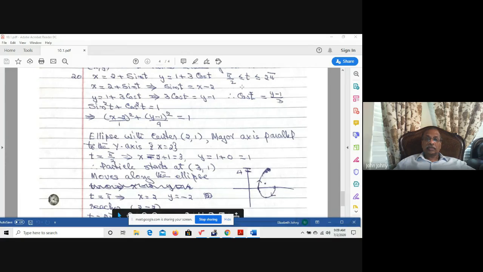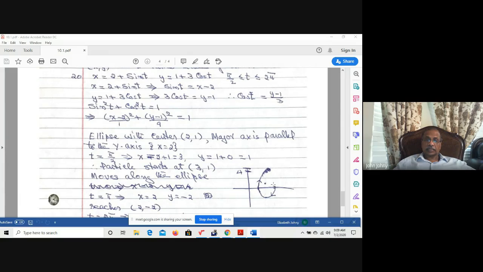When t varies from pi over 2 to 2 pi. When t is equal to pi over 2, x is equal to 2 plus sine pi over 2, that is 2 plus 1, which is 3. And y is equal to 1 plus 3 times cos pi over 2, which is 0. That is, y is 1 plus 0, which is 1. So the particle starts at 3, 1.